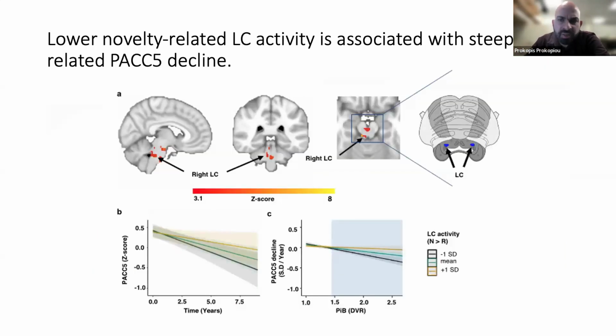We then examined the relationship between cognitive decline measured using the PACC and LC activity across different levels of beta-amyloid and observed a significant moderating effect of amyloid on the relationship between LC activity and cognitive decline. To visualize the directionality of this effect, the slopes are shown here. So here we have PACC slopes and amyloid at 3 different levels of LC activity, and we observed steeper cognitive decline when amyloid was elevated, particularly when LC activity was lower. And you see this here with a black line.